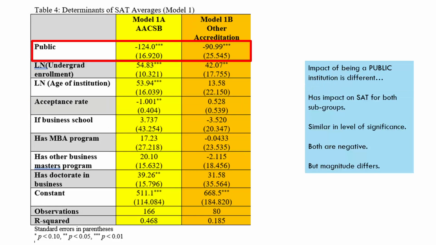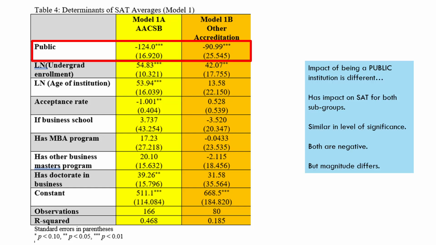Then let's look at public. So is it a public institution? The impact of being a public institution is highly significant in both our subset of AACSB schools and our schools with the other accreditation, right? Both are negative, right? So public schools decrease SAT scores, holding all else constant. They're both significant at the 99% level.